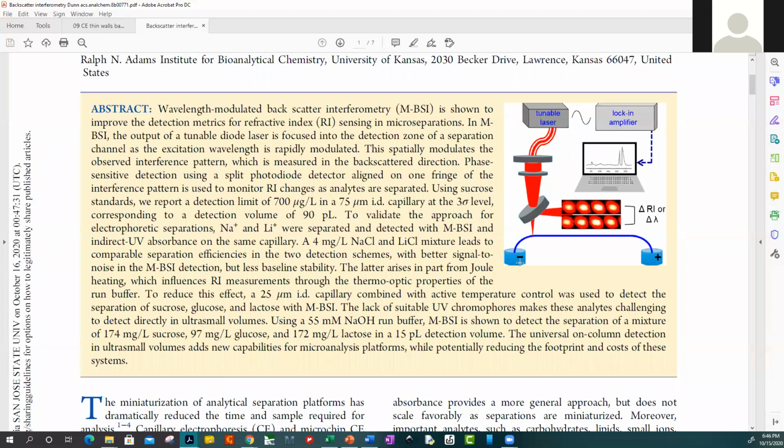Quick question, Dr. Taro. Where does the Fourier transform come into play? Okay, so in this case, no formal Fourier transform is done.